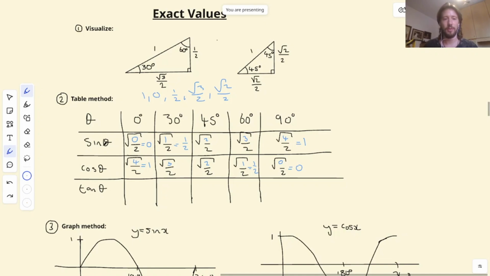Okay, so sine divided by cosine: 0 over 1 is 0. 1/2 divided by root 3 over 2 is 1 over root 3. You can also write this differently. Here we just have the same, so tan 45 is just 1. We have root 3 divided by 1/2, that'll just be root 3. And then 1 divided by 0, well, we can't do that. There is no value of tan 90.